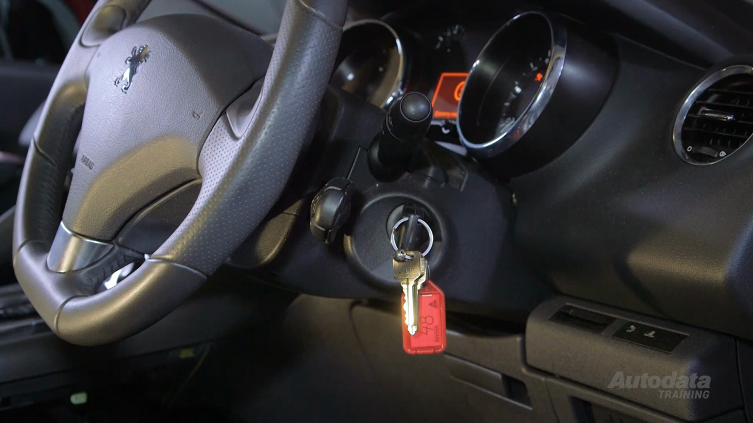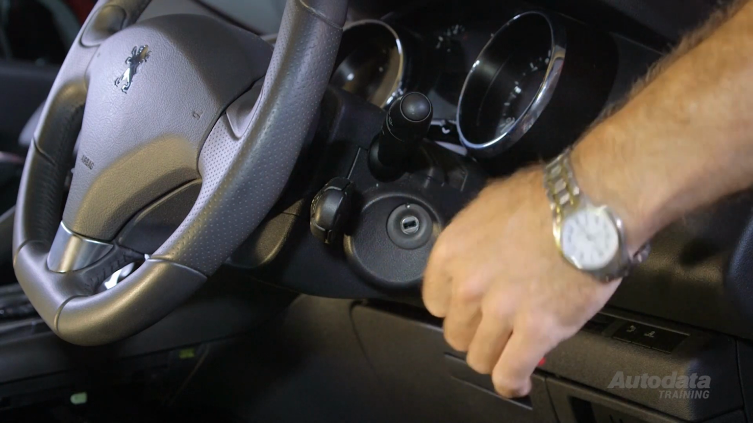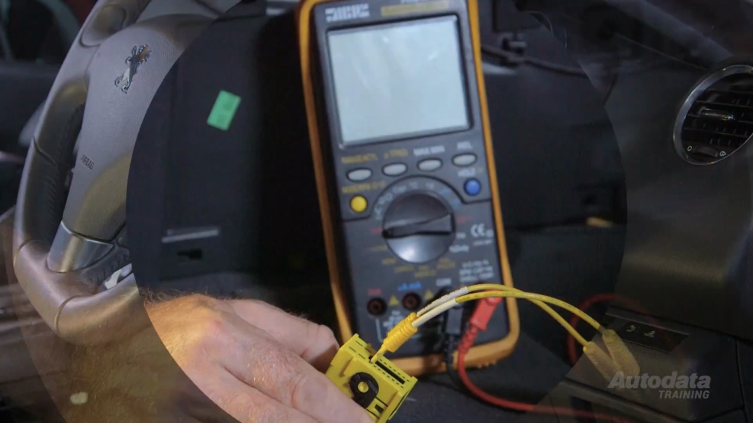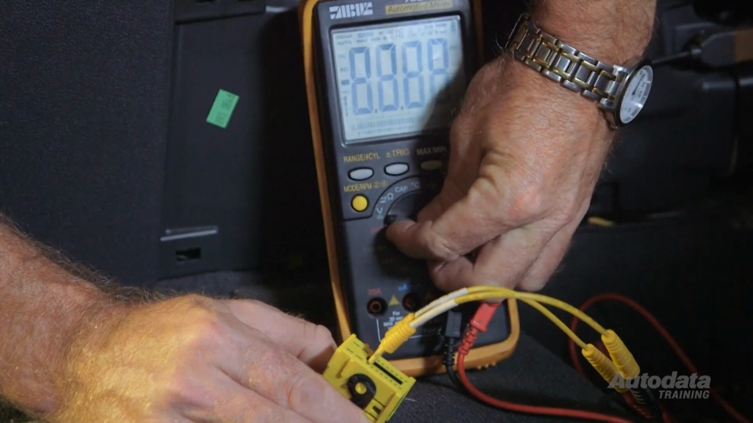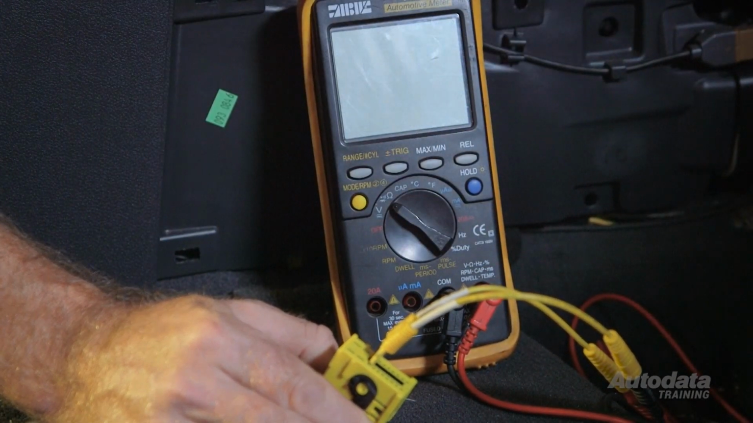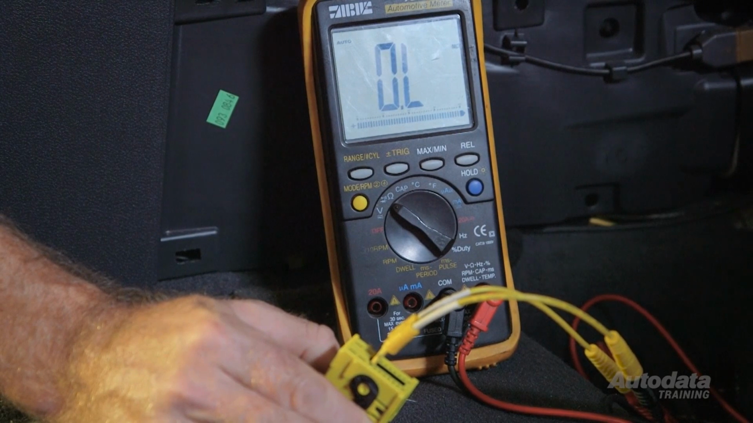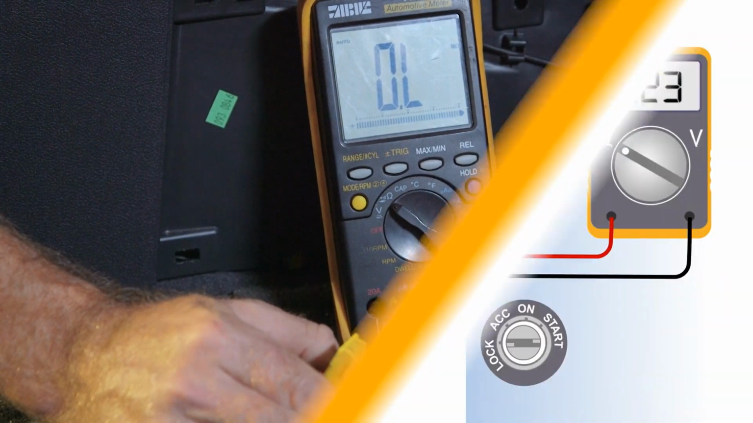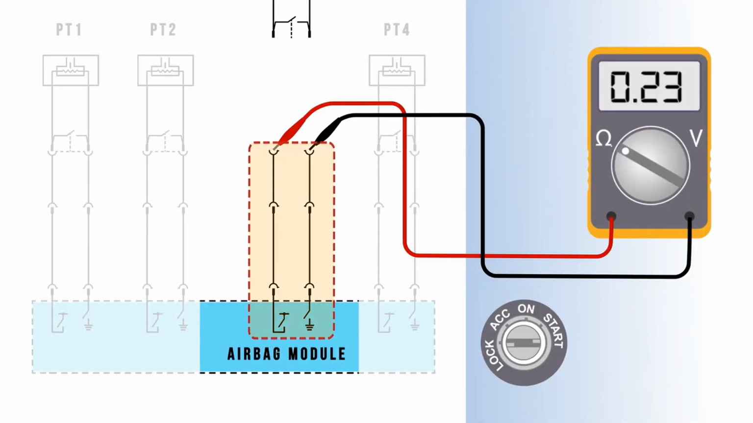A common failure for pretensioners is the high and low control circuits may short together. This may be caused by incorrect harness location or external interference. This check must be performed with the ignition off and the system disabled. With the affected pretensioner disconnected and the shorting bars removed, perform a continuity test across the harness connector circuits. Any reading seen will indicate a short between both circuits.